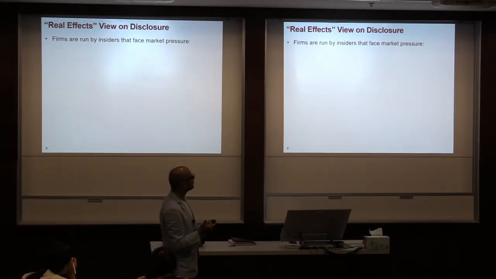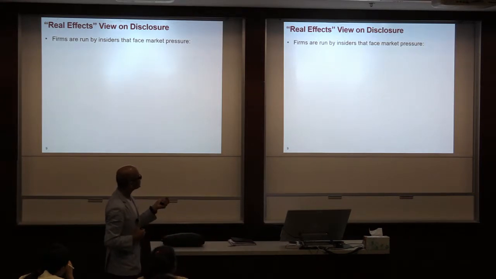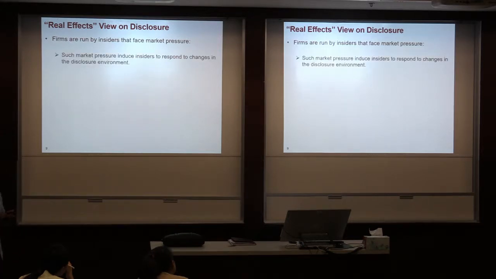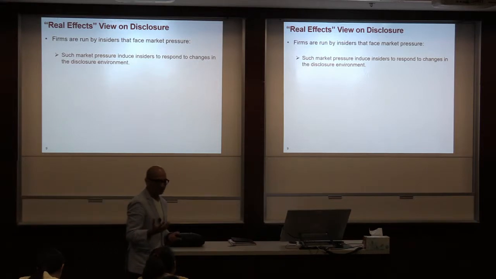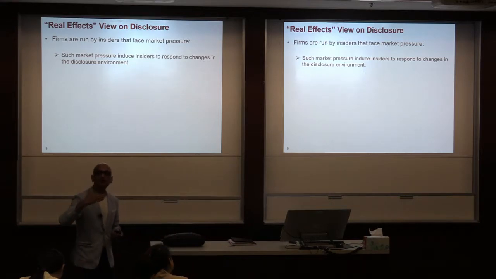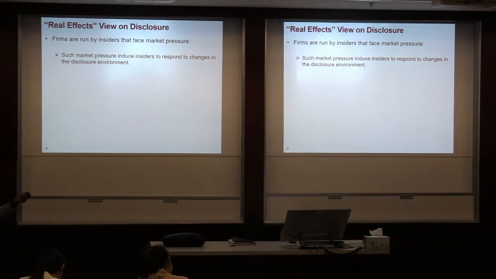We need to model the firm. So the way we're going to do that today is I'm going to model the firm. Firms are run by insiders that face market pressure, right? Now, what do I mean by market pressure? Meaning that they're going to care about the way they're going to be perceived in the market, perhaps via prices of their securities. Such market pressure, I will show you, induces these insiders to respond to changes in the disclosure environment. Do we believe that insiders face market pressure? In my opinion, yes, because many times you talk to them, they feel like, oh, we are making this disclosure, the way we're going to be priced in the market might change the way we do things, right? That's what I mean by market pressure here: the way that your securities are going to be priced.